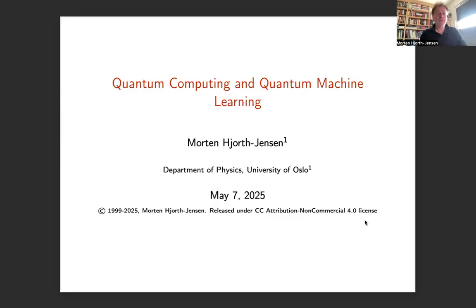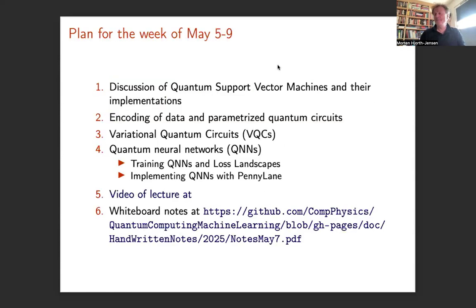Welcome back, everybody, and welcome back to this lecture on quantum computing and quantum machine learning. The topic of the last weeks is going to rotate around quantum machine learning. Last week we went through the mathematical details of support vector machines, the classical ones, and their implementations. We also discussed some of the basis for quantum support vector machines and what the differences are. We are going to revisit some of these arguments today.